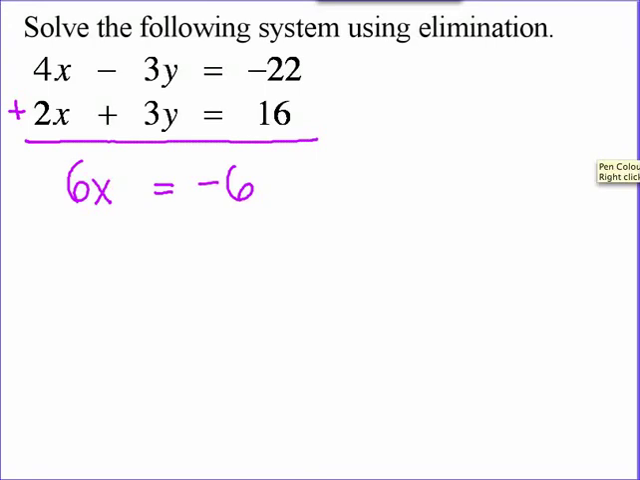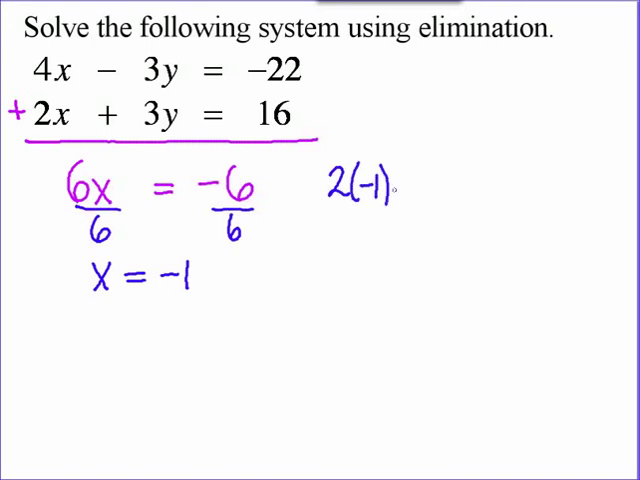So now all I need to do is solve this for x. So I'm going to divide both sides by 6. And what do you get x to equal? Negative 1. So now all we need to do is find the y. And this is the only problem with elimination. It's not as neat to plug your value back in. And so I can either plug it into the top equation or the bottom equation. I'm going to choose to plug it into the bottom equation.